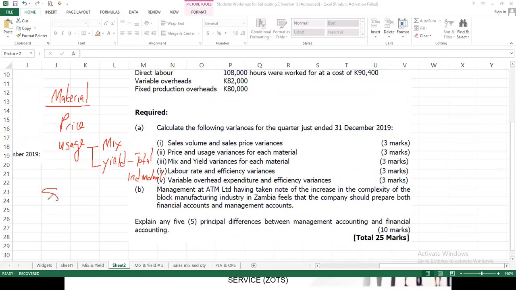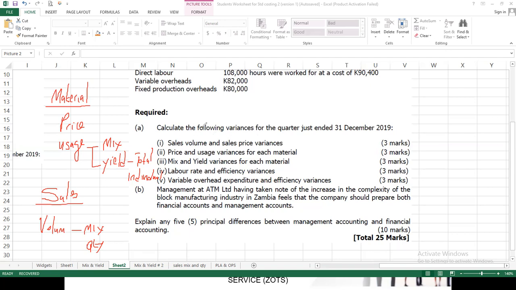Then we came to sales. We looked at the volume variance. And this volume was split into what? Mix and quantity. This was what we looked at, isn't it? Remember very well, eh? Yeah.